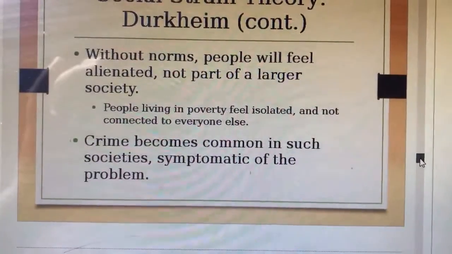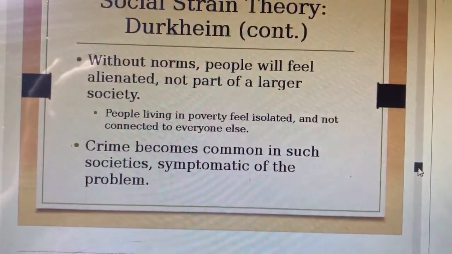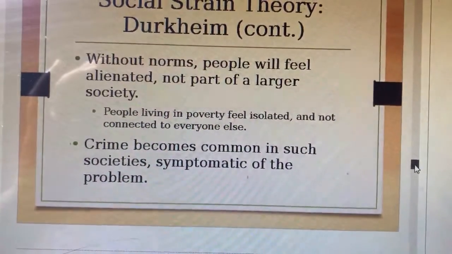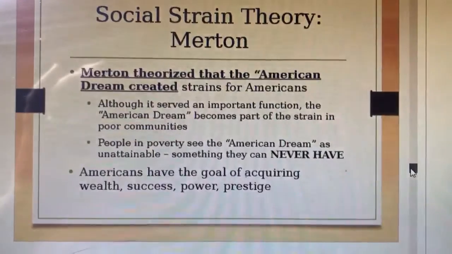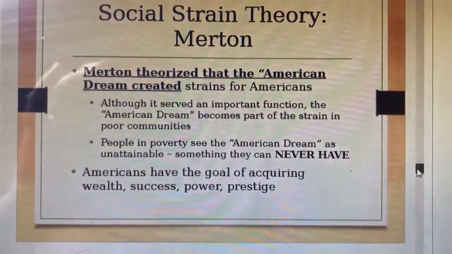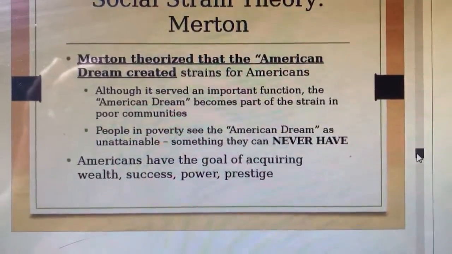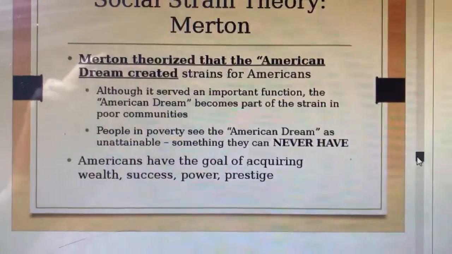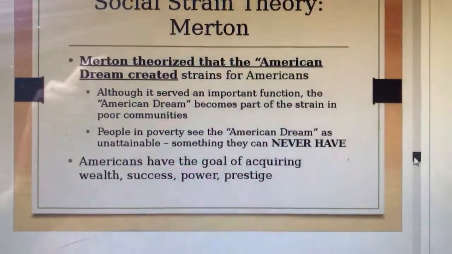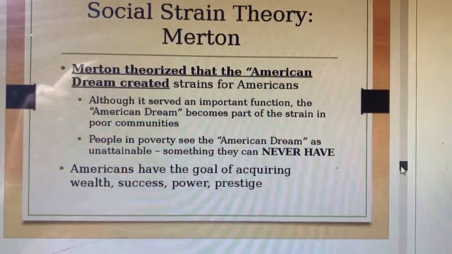So people that live in these terrible neighborhoods and see all this terrible stuff, they don't feel connected to other people. They feel like they're separate. So then crime becomes a really big problem in these areas. And this is the part I think is really interesting. A guy by the name of Robert Merton says that basically there's a ton of strain in America in these terrible, poor neighborhoods because the American dream creates all this strain.